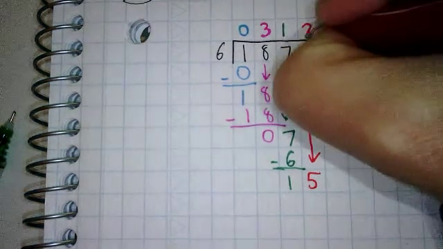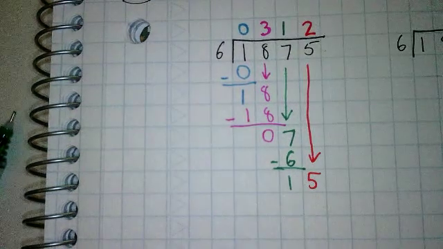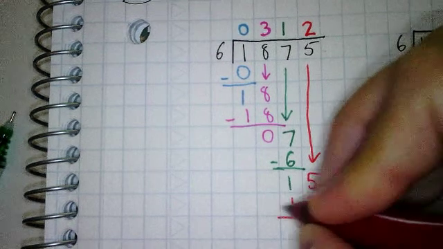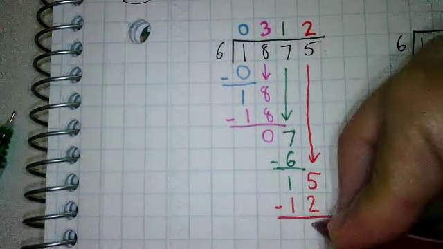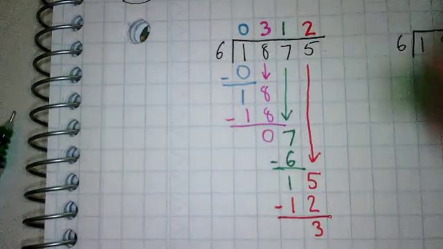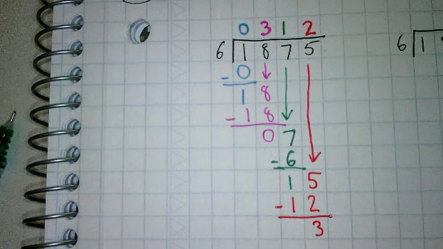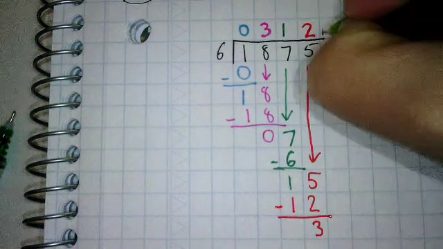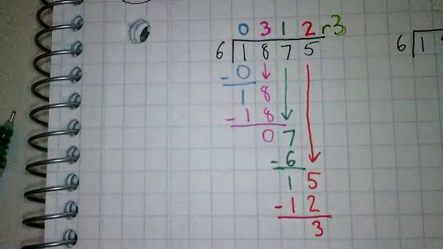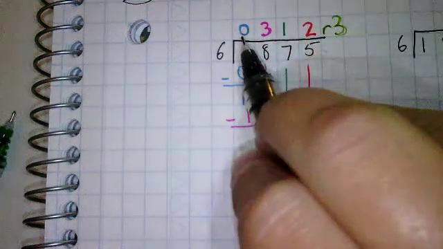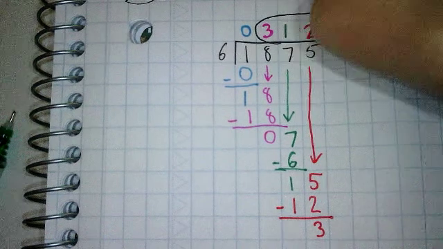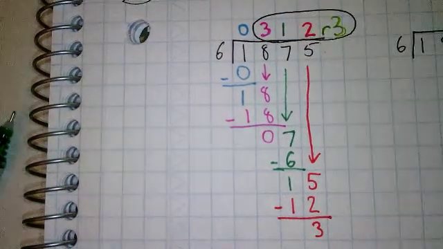I like it. Now we can multiply. What is 6 times 2? 12. And when we subtract, what do we get? 3. Do we have anything else to bring down over here? No, nothing else. So what happens to this 3? It becomes my remainder. Now, when I circle my answer, do I need to circle this 0? No, because it's not really part of it. So my answer is 312, remainder 3.